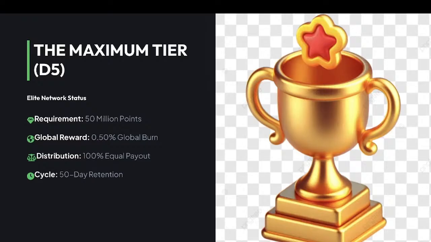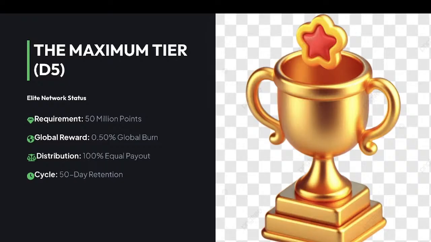So the payout structure at tier D5 follows the same rule as D4. This is a 100% equal distribution among the qualifiers. This creates a true scalable level of profit sharing. Finally, tier D5 has the longest cycle in the system, which is a 15-day retention period. This extended window gives massive networks the time they need to coordinate large-scale global participation.